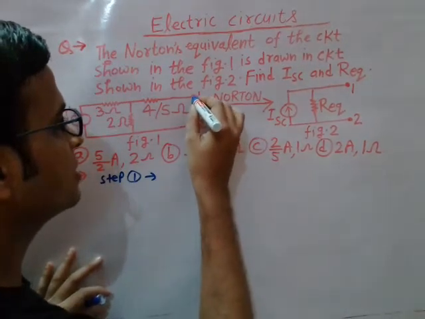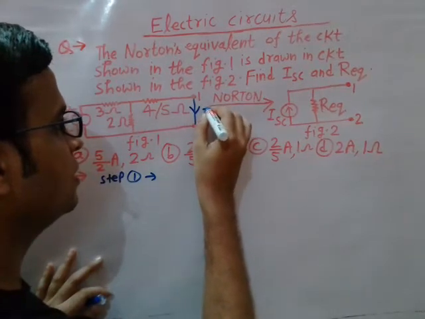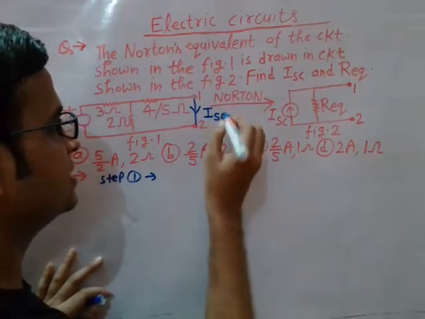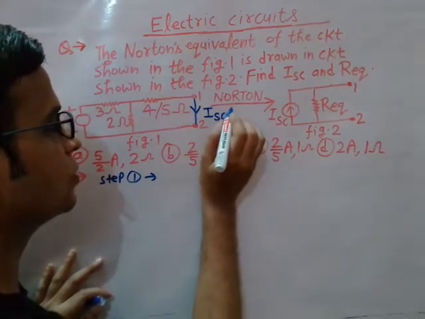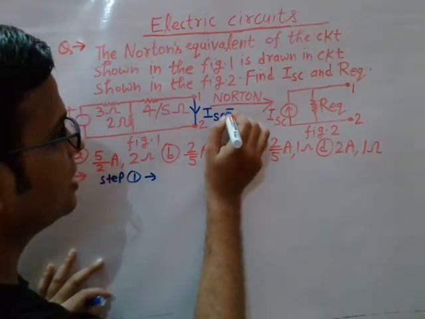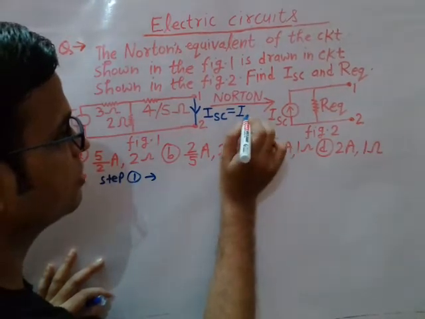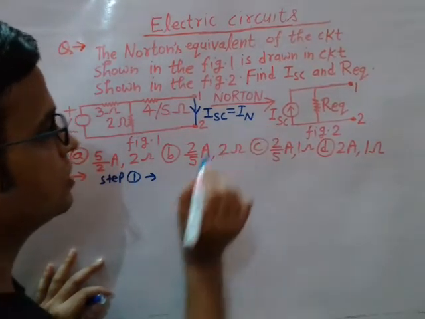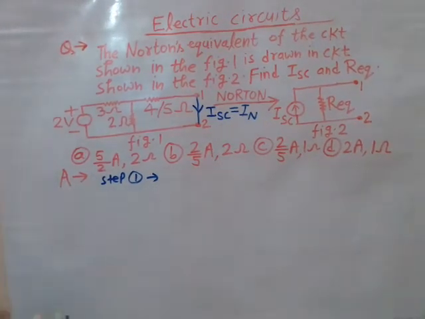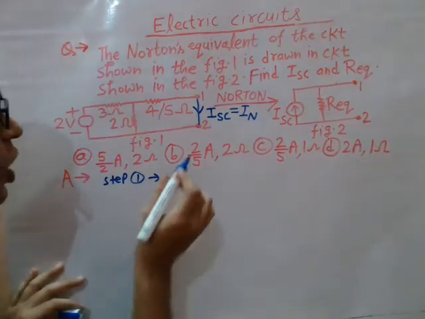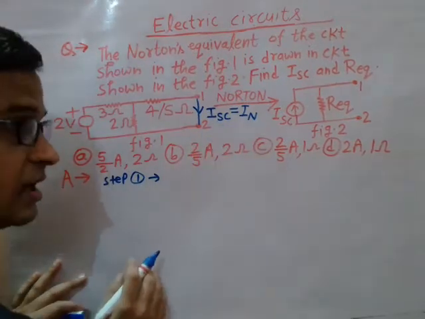So now you just make these terminals short circuit, right, in order to find out the short circuit current. ISC, suffix SC indicates that this is a short circuit current, right? This short circuit current is nothing but the Norton's current, I suffix N, Norton's current, right? So now your first step is to find out this short circuit current, right?